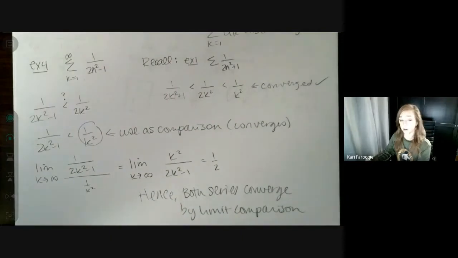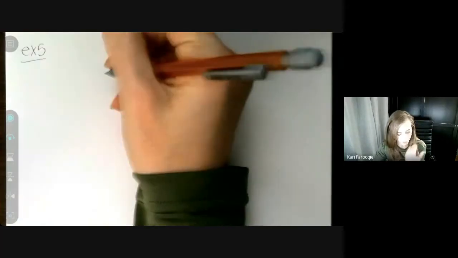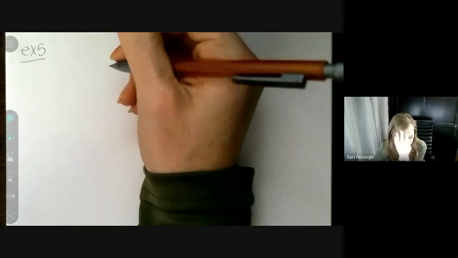So I wanted to start out with something that was really basic. I'm going to build on that, but nothing too crazy yet. For example 5, these generally don't get super crazy anyway. Example 5. Mostly I just want you to get used to these ratios and taking these limits.